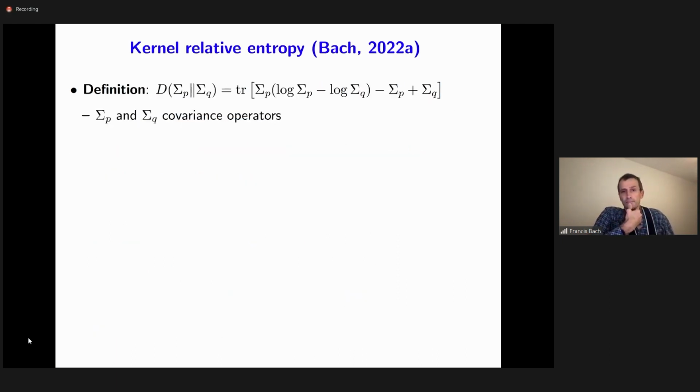All right, so let's do what I said I would do. I'm going to define the kernel relative entropy as this quantum thing on sigma p and sigma q, where sigma p and sigma q are the covariance operators.